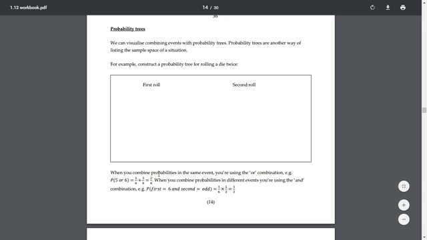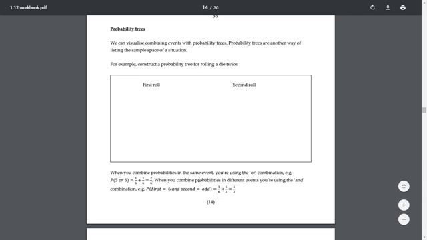When you combine probabilities in the same event, for example, like you're staying in the first roll or you're staying in the second roll, you're using the OR combination, e.g. probability of 5 or 6. So the probability of a 5 or 6 in the first roll would use the OR combination, which is a sixth plus a sixth equals 2 sixths, or 1/3, either or.